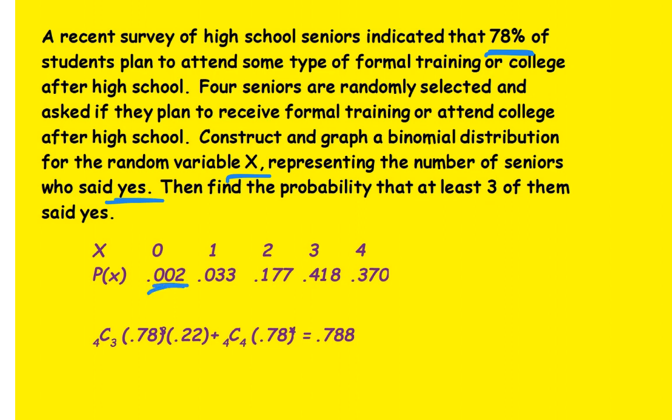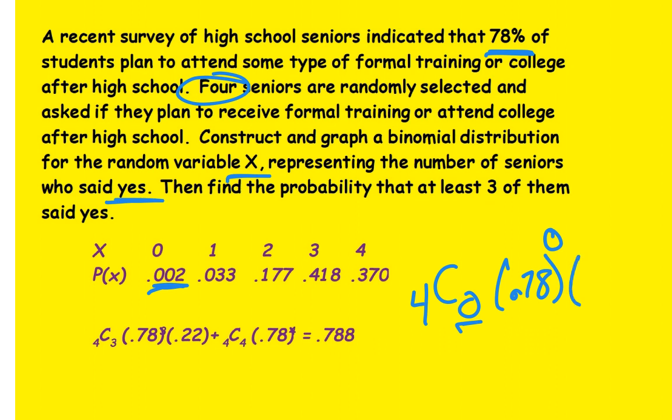In order to get each of these, all that I've done is take nCr, and there are how many people? 4, that we said. So 4C0. And a lot of people forget the 0. Don't forget to do if none of them said yes. So 4C0, success was 0.78 to the 0, and then 1 minus 0.78 is 0.22 to the 4. And that gave me 0.002. And I do that for each one of them.